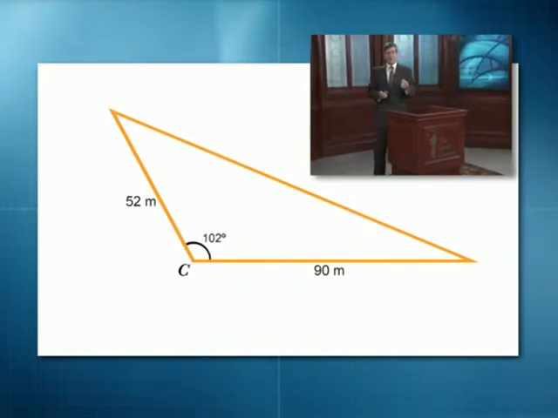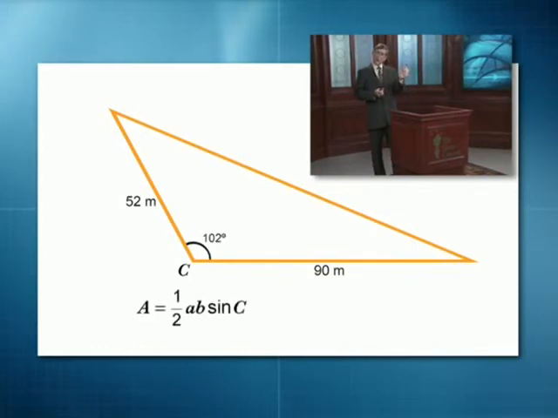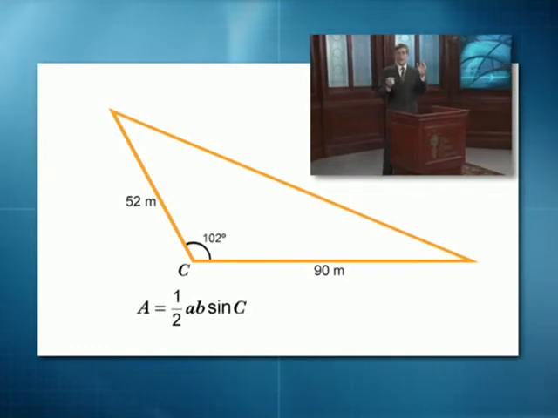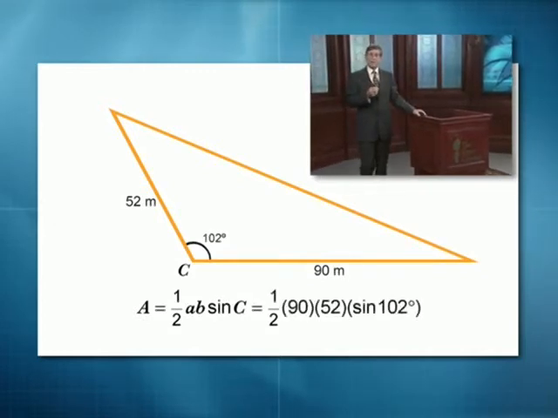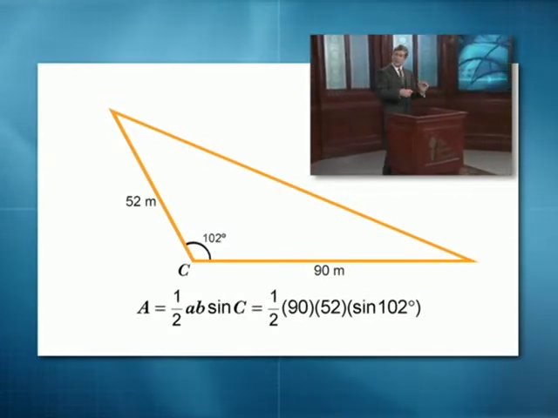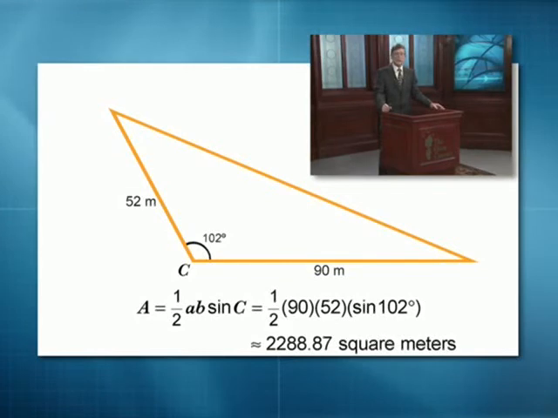So, what does the formula say? It says that the area is 1/2 ab sine C. Who are these people? a and b are the two sides, and C is the included angle, so it's the sine of C, again, all divided by 2. So let's plug in the numbers. It's 1/2 times 90 times 52 times sine of 102 degrees. Punch that again on your calculator, and you would get approximately 2,288.87 square meters.